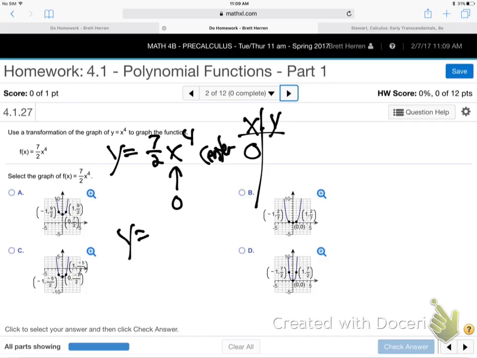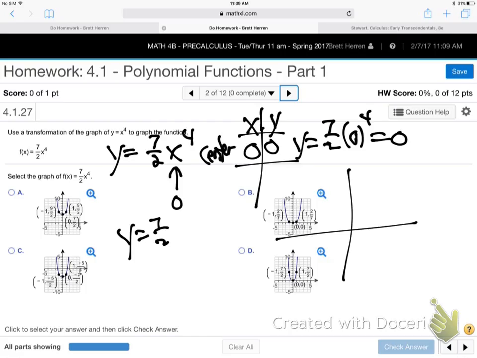What's y going to be? Y is 7 halves times 0 to the 4th. What's that? Just 0, huh? So 0, 0 is the center. The center hasn't moved. All right, and then what do we do from there? We add 1, so plug in 1. 7 halves times 1 to the 4th, and that's what? 7 halves.